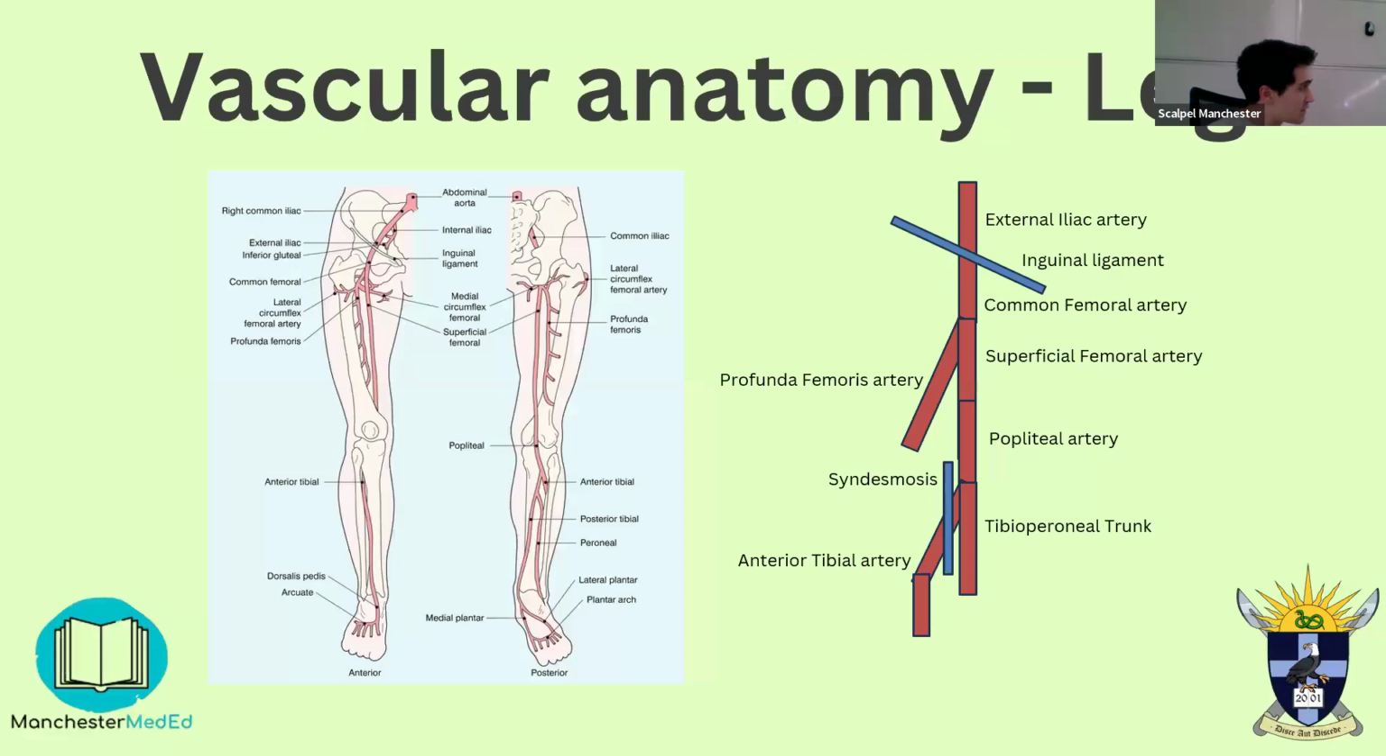The popliteal artery then splits off into two initially. It continues down the leg as the tibio-peroneal trunk. Part of it splits off and passes through the syndesmosis. The syndesmosis is the interosseous membrane between the tibia and the fibula. So it penetrates through that membrane and then runs anteriorly down the leg. The tibio-peroneal trunk then splits into the peroneal artery and posterior tibial artery.